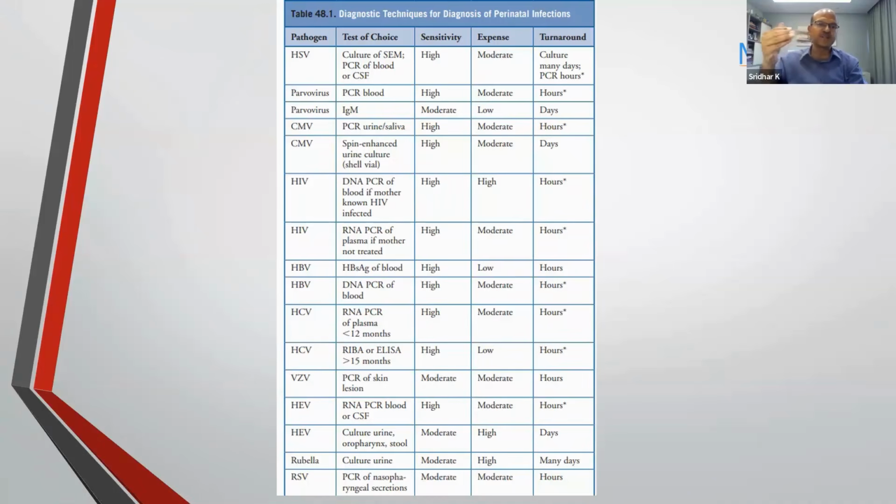So look at the bug you're thinking about and do the specific test for it. If you're thinking of CMV, obviously urine PCR is sensitive. If you're thinking of herpes, skin, eye, and mucous membrane scrapings can be sent for PCR, and the same with varicella.